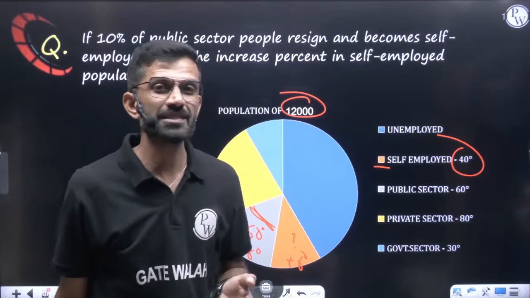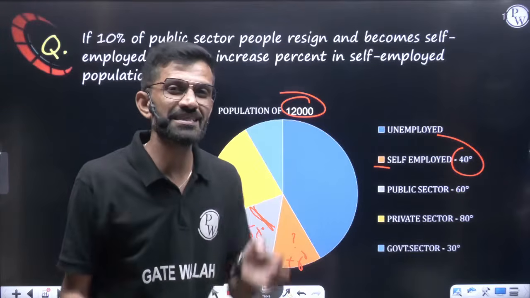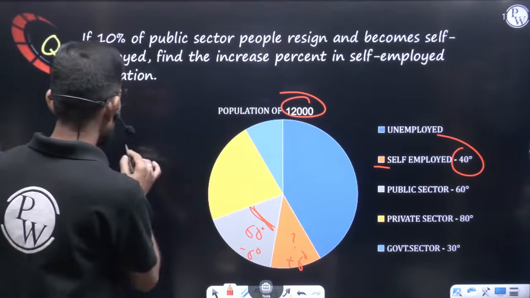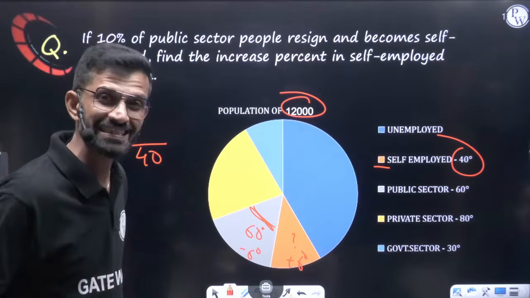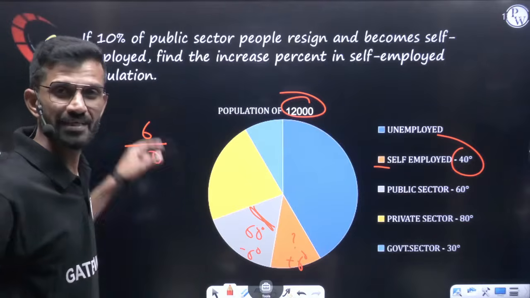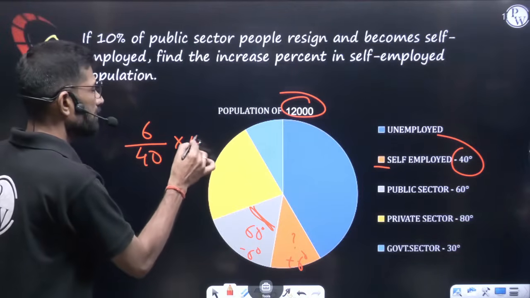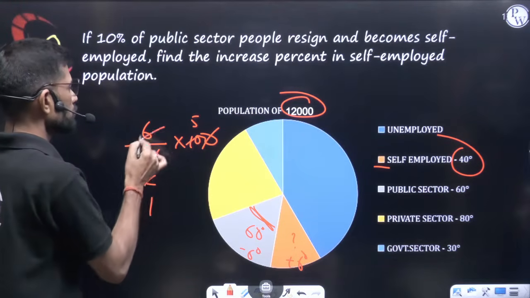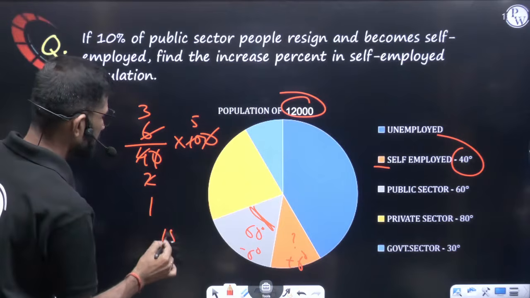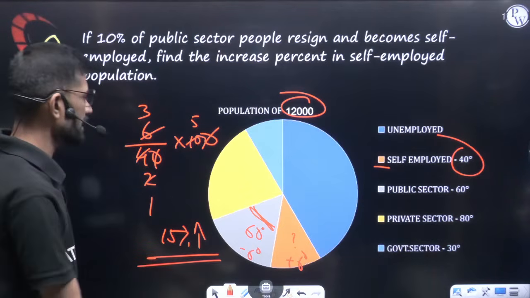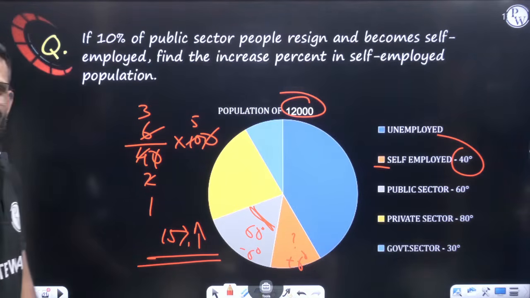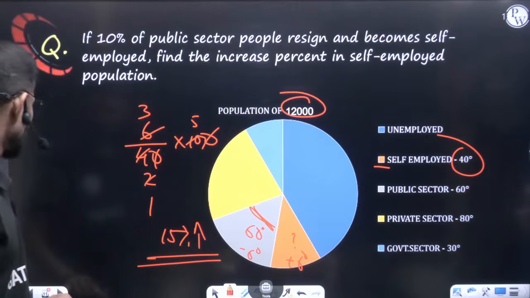I told you already in the percentage topic, percentage increase, percentage decrease: difference by actual value into 100. So from where is it increasing? From 40. So 40 in the denominator. How much is it increasing? 6. So 6 is the numerator, difference by actual value into 100. So 0, 0 cancel, 2 2s are 4, 2 5s are 10, 2 1s are 2, 2 3s are 6. So 3 5s are 15% increase in the self-employed population. Self-employed population will increase by 15%, as simple as that. Clear? Moving to the next.